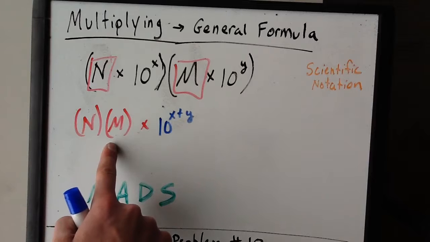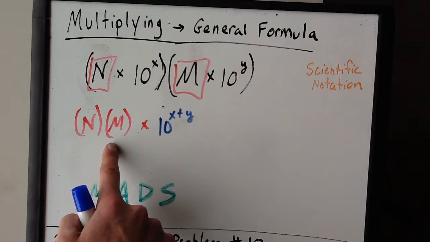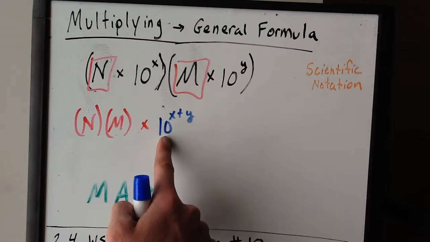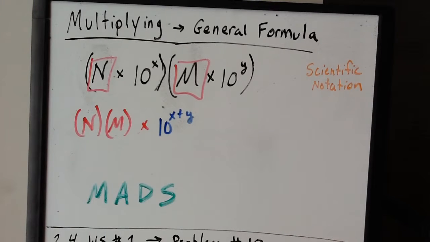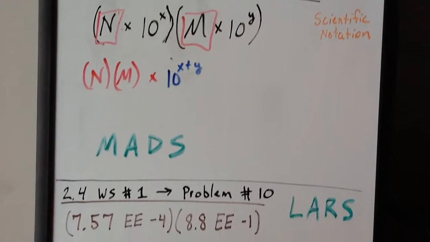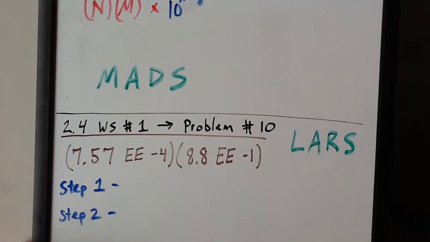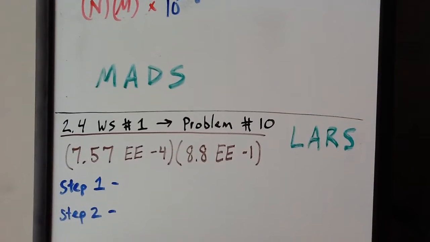So I have n times m, that's the base numbers multiplied together, that's step 1. Step 2 is to add the exponents, x plus y. Step 3 would be then to adjust for scientific notation. So let's do one example in this video. This comes from 2.4 worksheet number 1. This is problem number 10. Problem number 10 looks like this.